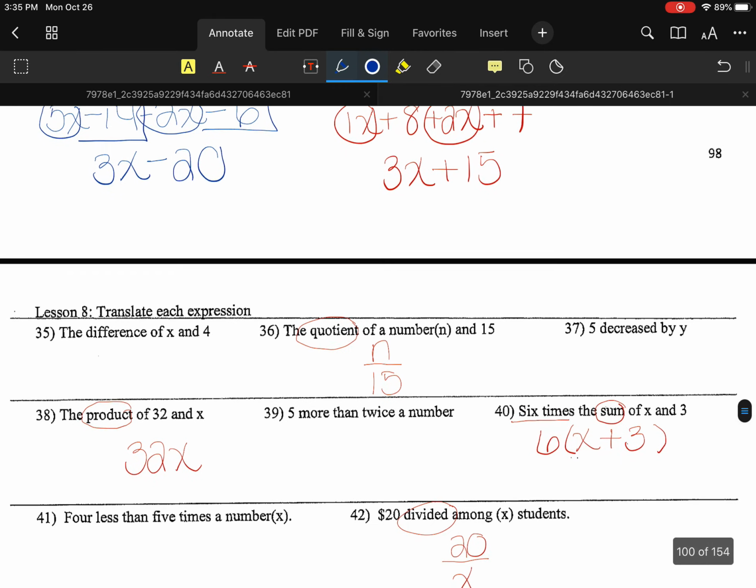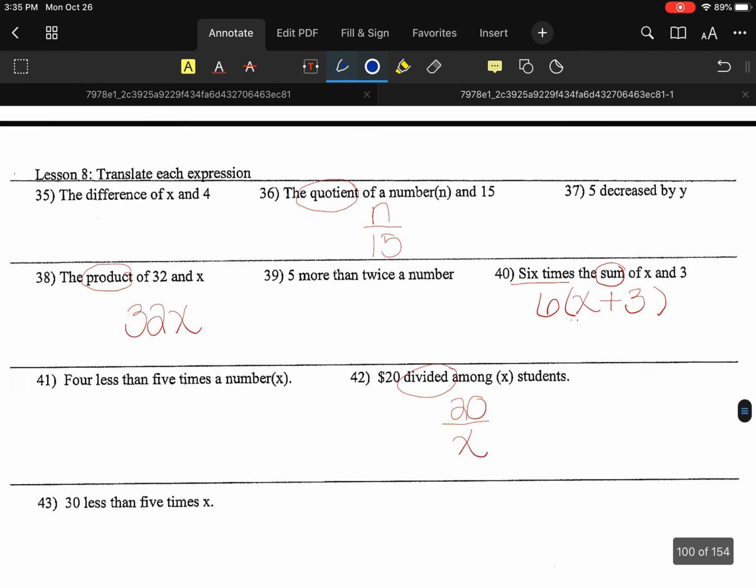Again, I hope I'm not going too quickly for you, but these should be done. You should just be checking and fixing, so pause when you need to fix something.